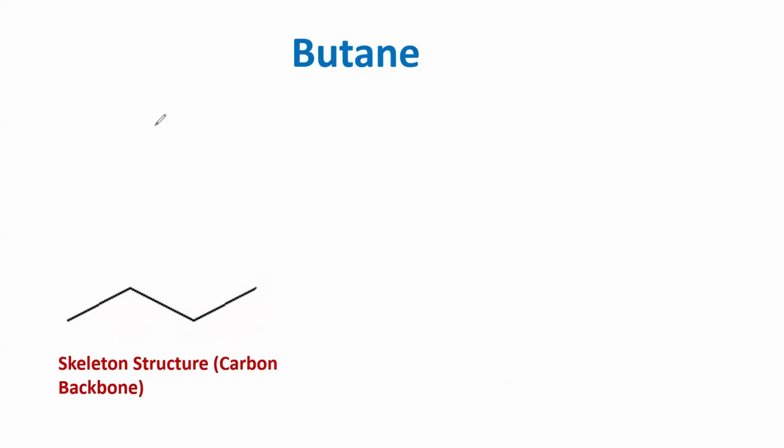To draw the full structure, first draw the carbon backbone. This is butane. But means 4 carbons. So the backbone has 4 carbons. Step number 1, draw the backbone: 4 carbons because this is but. Second step, make sure that every carbon has 4 bonds. This has the suffix "ane," which means it's an alkane, so there is no double or triple bond. This carbon has 1 bond. It needs 3 more bonds.